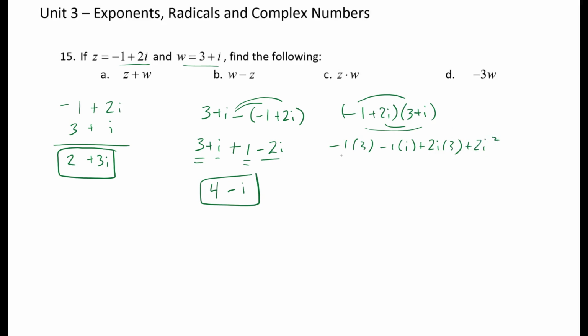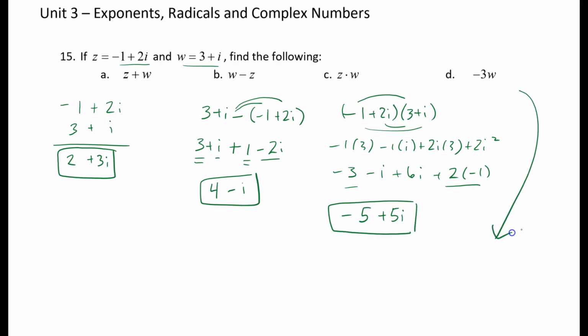And now we have to do a little simplification here. This is -3 minus i plus 6i, and then we also have to simplify this i squared because remember, a complex number needs a real piece and an imaginary piece, but that only includes one i. Well, the key idea here is that i squared is -1, so we can turn that 2i squared into a real number. And now we'll just combine like terms. So -3 minus 2 is -5. Minus i plus 6i is positive 5i. And that would be z times w.